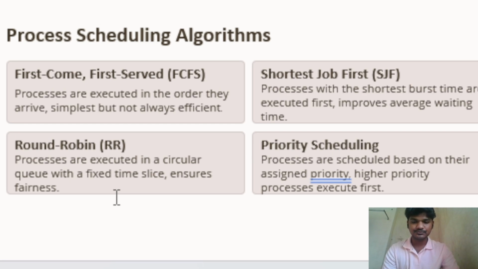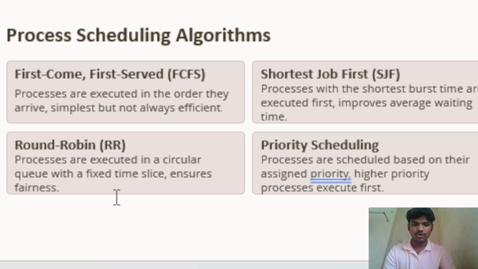Now, shortest job first. The CPU executes the process with the shortest burst time first, which improves average wait time. For example, a CPU process scheduling algorithm sorts and executes the process with the smallest execution time first, and then subsequently the processes with increasing execution time. This is the example for shortest job first.